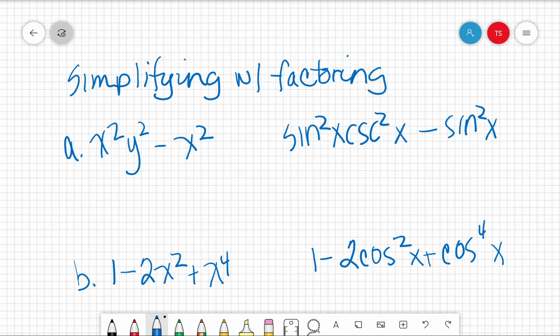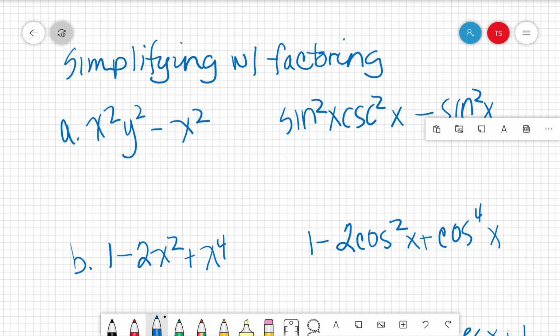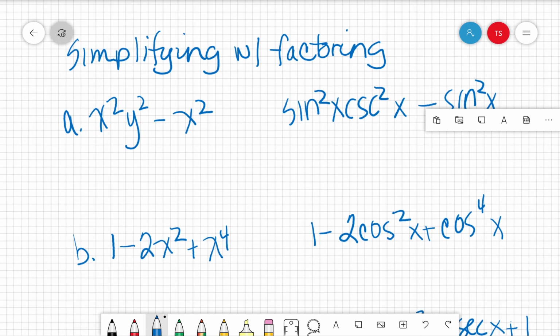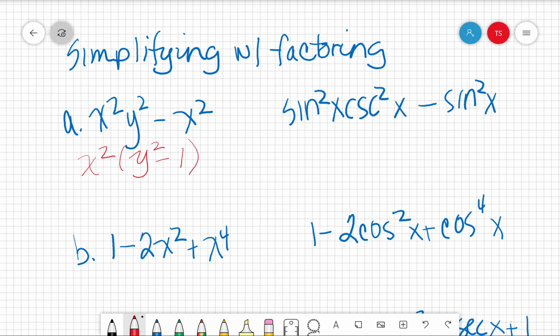So let's say I have the expression x squared y squared minus x squared, and I can factor this. I can factor out an x squared, and then what I'm left with is y squared minus 1. And I'm just going to leave it like that. In the case of the trig expression, I can factor out a sine squared x, and then what I'm left with is cosecant squared x minus 1.